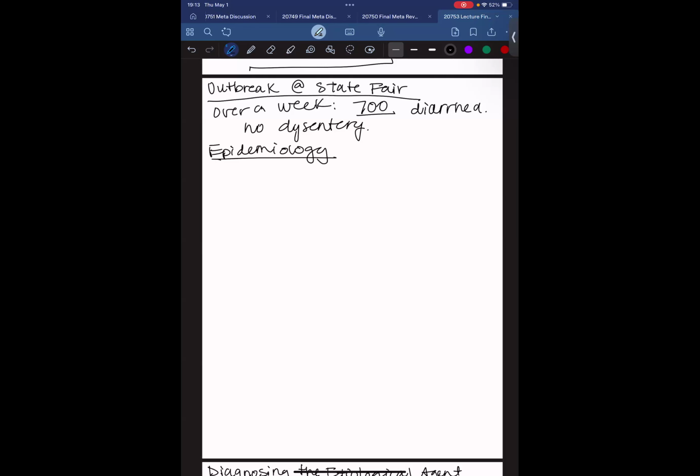All right. So in the epidemiology of this, if you were the epidemiologist here, maybe you'll gather a group of people who have the disease, which we know there are 700 of them. And so maybe we'll find 700 people that are uninfected. And now we'll look at where they ate when they were at the fair.